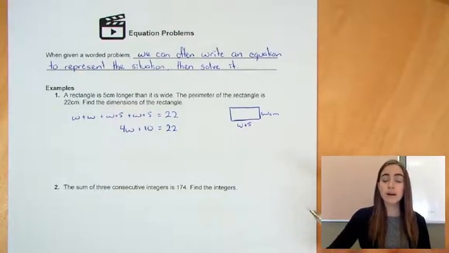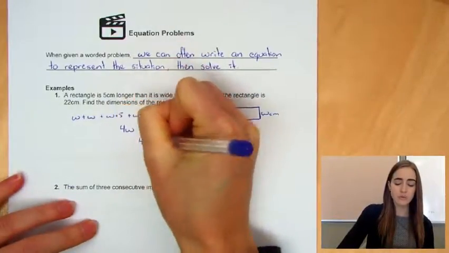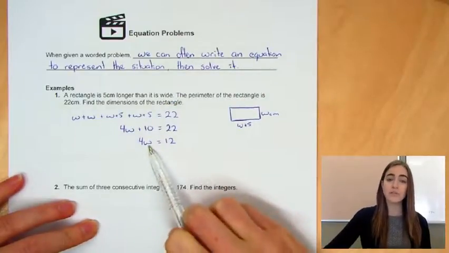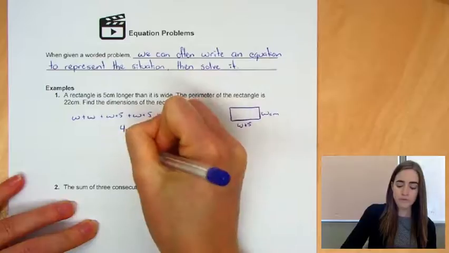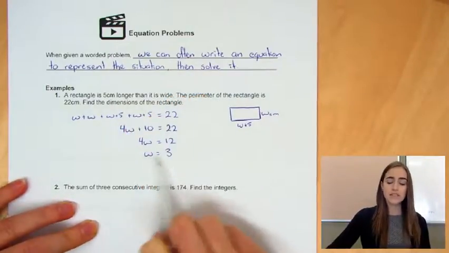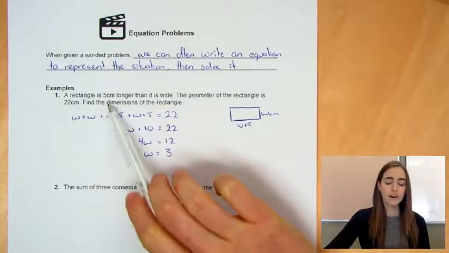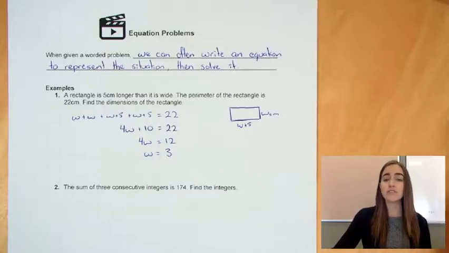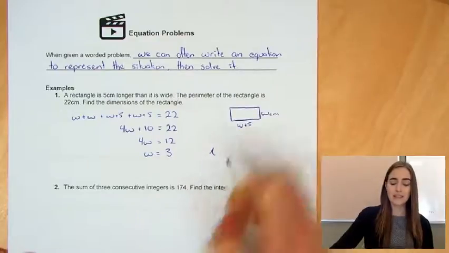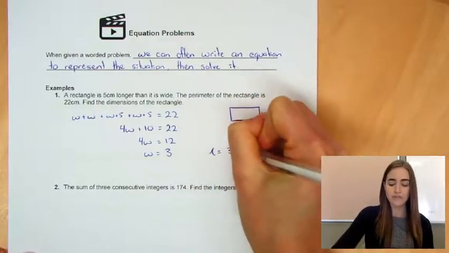So to get rid of that plus 10, we can subtract 10 from both sides. And we'd have 4W equals 12. And then to get W on its own, we're going to divide by 4. So we would end up with W equals 3. So that's telling us that our rectangle is 3 centimeters wide. But we're asked to find both dimensions, so we also have to find the length. So if W is 3, then the length is going to be W plus 5, so 3 plus 5, which is 8.